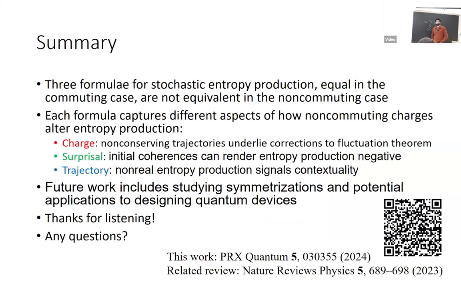Okay, so I have a question. We said in the second case, initial coherences can render the entropy production negative. But we start with thermal states, right? So how do they have coherences? If I remember correctly, thermal states are just diagonal states with no coherence terms.